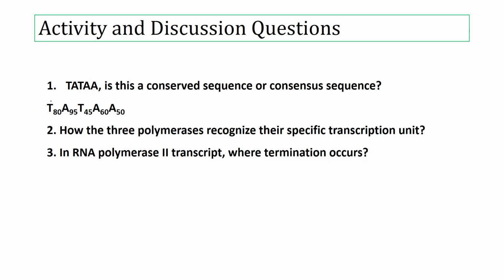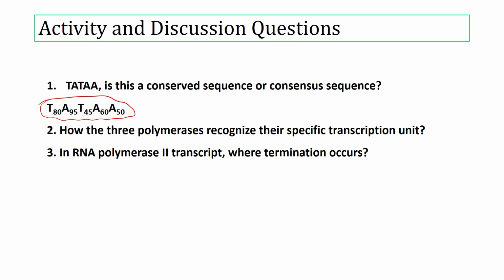Here you can read that you have T80, A95, T45, A50, A50. That means this T, in 80% of the promoters, this T is there. In 95% promoters, this A is there. In 45% promoters, this T is there. In 50% promoters, this A is there. In 50%, this A is there. So this is a consensus that is generated by analyzing a large number of promoters.